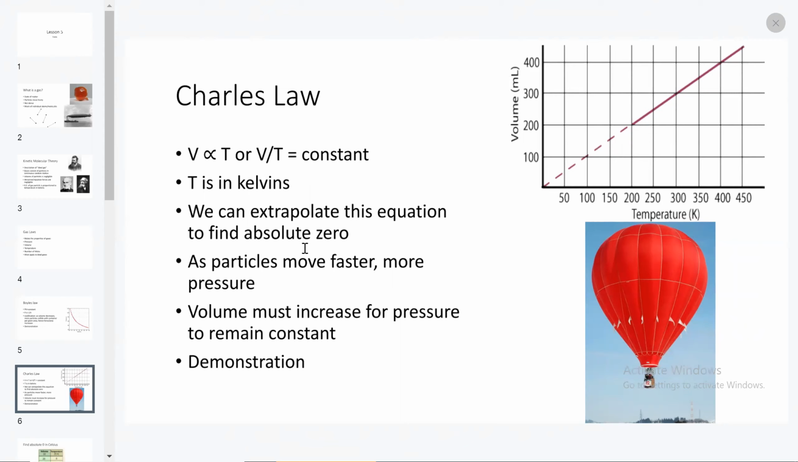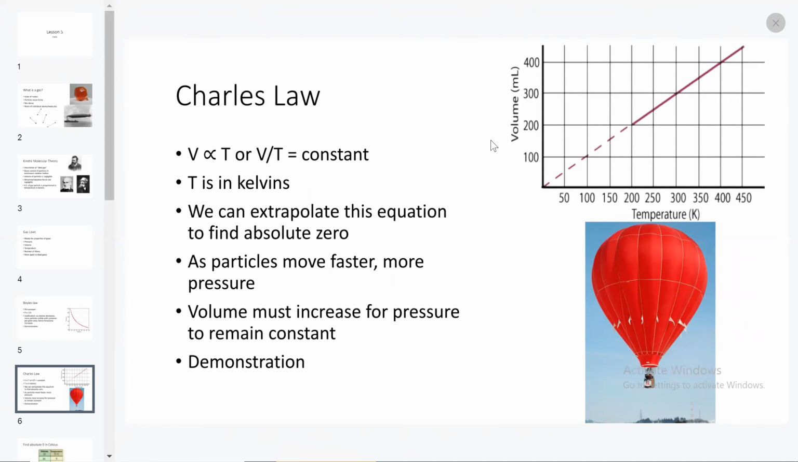So what's interesting about this is that, let's say we graph temperature in some scale, and then we graph the volume. When we plot this line, and then if we extrapolate this line, then we should be able to figure out what absolute zero is. So at absolute zero, theoretically, the gas would have zero volume. So ideally.